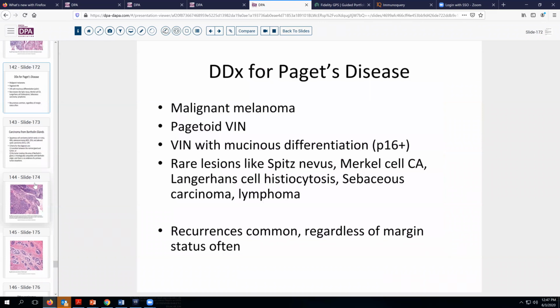Mentioned, the differential diagnosis includes malignant melanoma, Pagetoid VIN, or VIN with mucinous differentiation. That would be a little bit unusual. And then other lesions, Spitz nevus, Merkel cells, Langerhans cells. These are very uncommon lesions. If you see one, please show it to me. I haven't seen them yet.